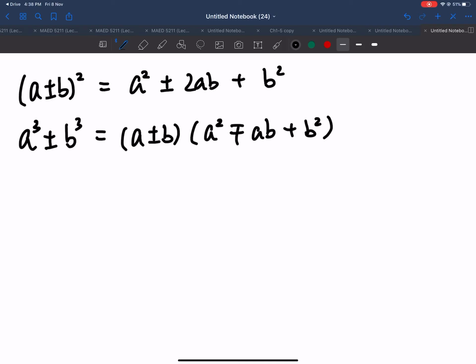It means that when here is plus, here is minus. When here is minus, here is a plus sign. It's not the Chinese word, okay? Then we have finished 1.2. Okay. Next one.